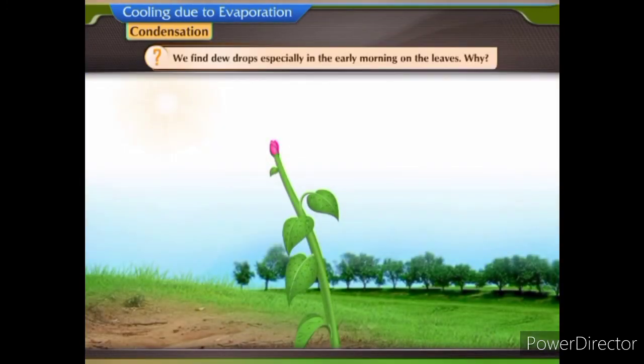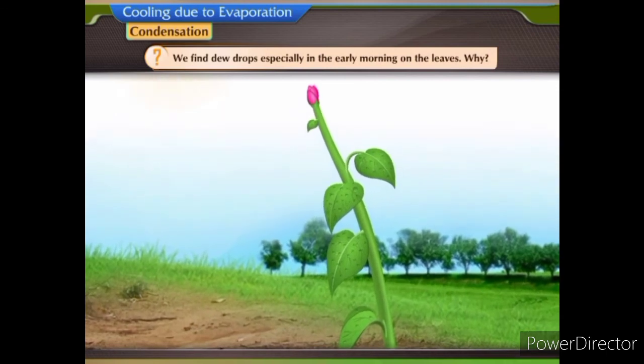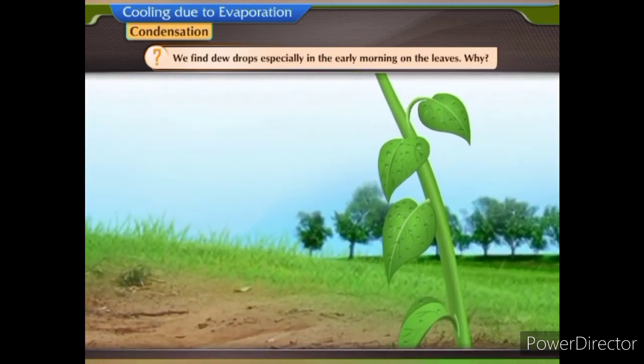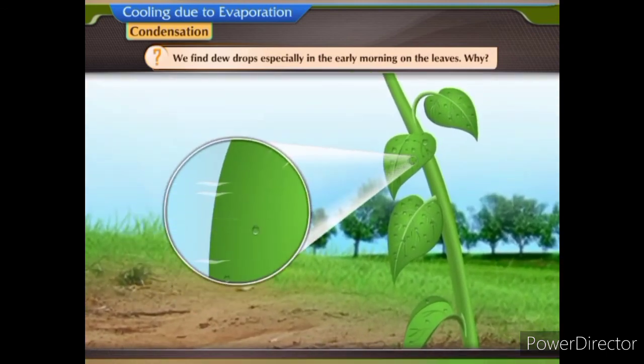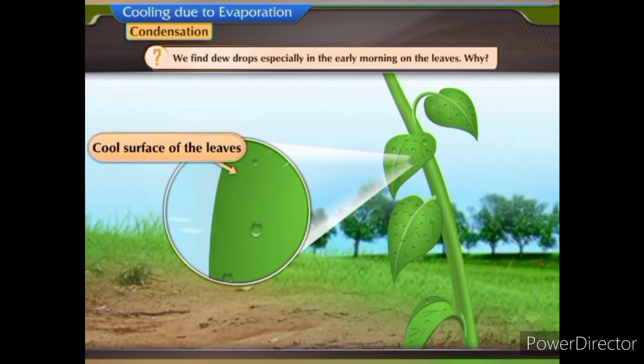We find dewdrops, especially in the early morning, on the leaves. Why? There is water vapor in the air around us. When this water vapor comes in contact with the cool surface of the leaves, it condenses to form dewdrops.